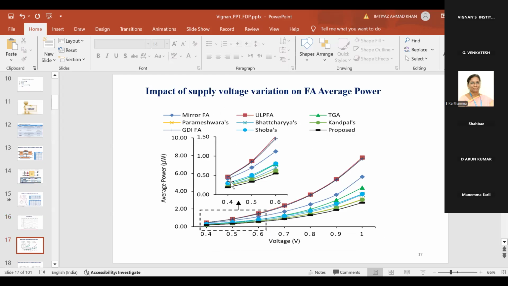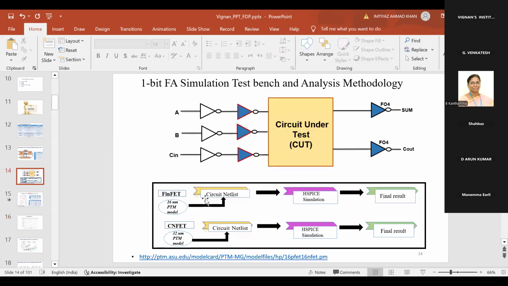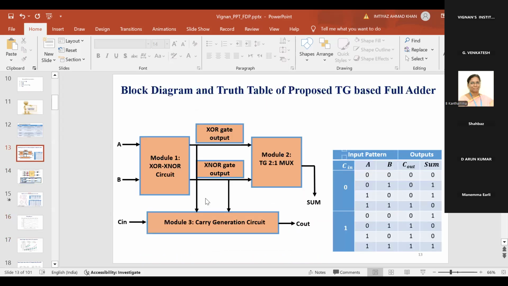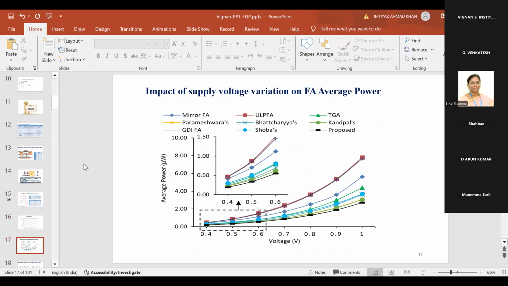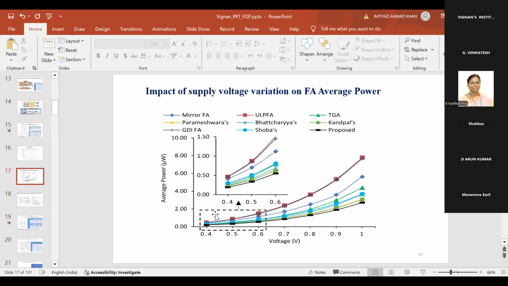This is the impact of power voltage variation, which you can use for research purposes. Same thing: if you are a BTech student in second year or third year, you just have to draw this circuit in tools like HSPICE, LTspice, or Cadence, depending on your availability. After that, you will get the power consumption.